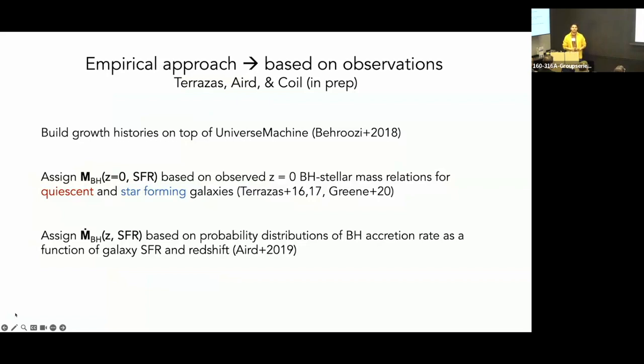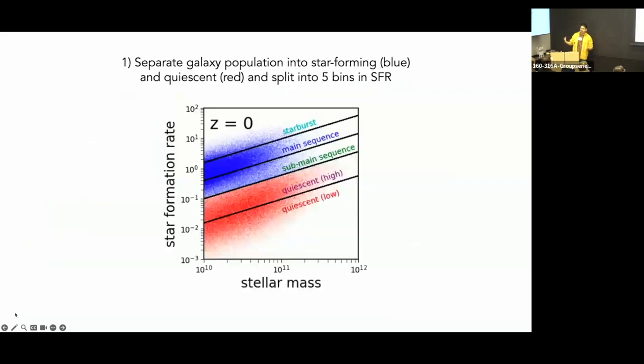I do this by assigning all galaxies within the UniverseMachine at redshift 0 a black hole mass based on the observed redshift 0 black hole-stellar mass relation for quiescent and star-forming galaxies separately. And then I also assign the black hole accretion rates based on the probability distributions of black hole accretion rates as a function of galaxy properties. I separate the galaxy population in the UniverseMachine based on whether they're star forming in blue or quiescent in red. And I also split them into 5 different star formation rate bins: starburst, main sequence, sub-main sequence, and then 2 for quiescent.